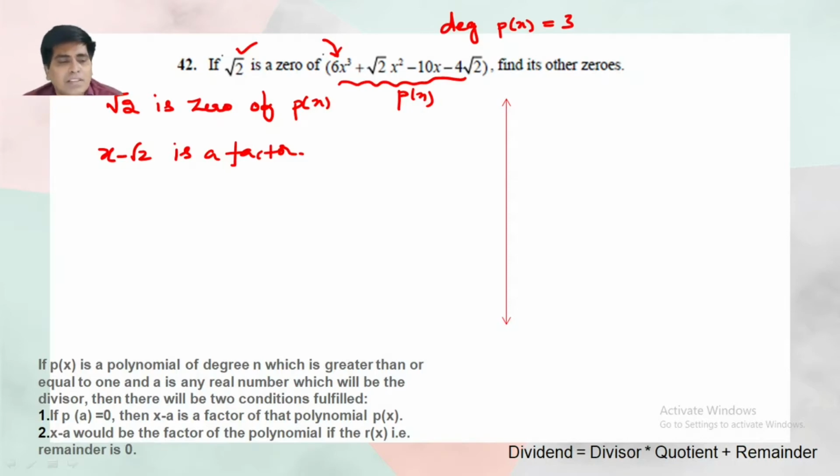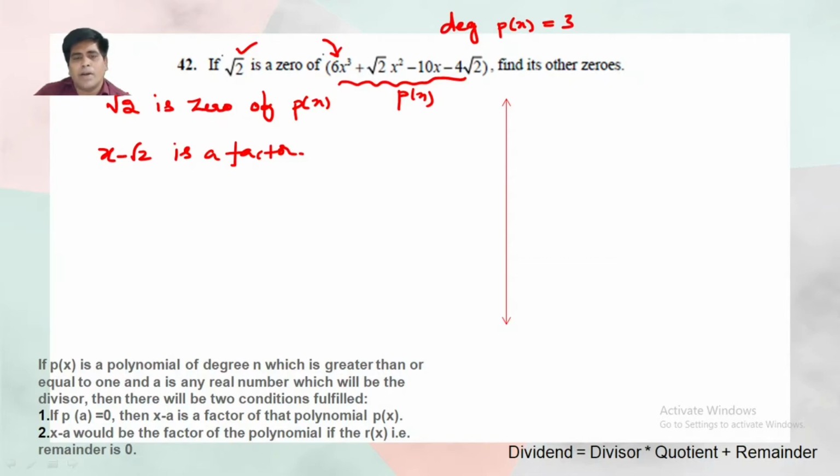When we divide with this factor, we will get a quotient. The remainder will definitely be 0, because it is a factor. So we'll get a quotient of degree lesser than the third degree, meaning it is a quadratic polynomial. If you factorize the quadratic polynomial, you will get the other zeros. So let us divide with x minus root 2.